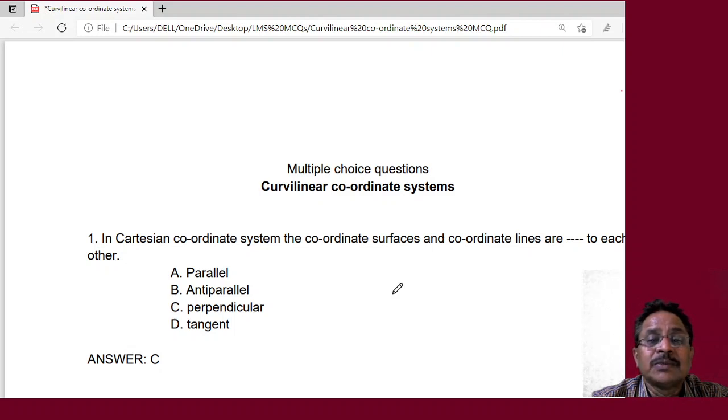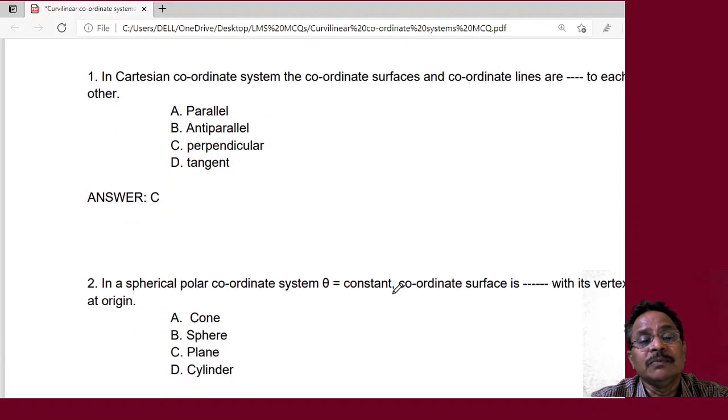So this entire chapter is based upon these few definitions, and therefore the MCQs which we are discussing here are also based upon the concepts we have studied in this chapter 1, that is curvilinear coordinate system. Now let's come to the questions one by one. In the Cartesian coordinate system, the coordinate surfaces and coordinate lines are dash dash to each other. 4 options are given: A parallel, B anti-parallel, C perpendicular, and D tangent.